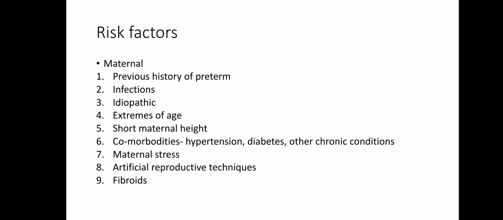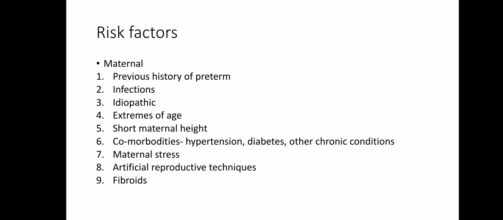Okay, so we'll talk about the risk factors of preterm labor. Ideally, a mother should deliver between 37 and 41 weeks. That's the normal. So there must be something abnormal that makes the delivery earlier. The risk factors are divided into maternal and pregnancy related. Maternal are to do with the mother even before pregnancy.